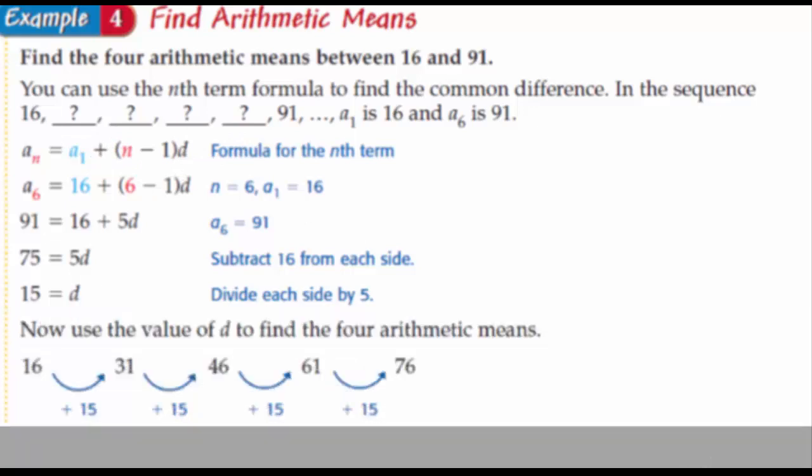So here's the description of that. So plus 15 is 31, plus 15 is 46, plus 15 is 61, and plus 15 is 76. So we can see that we found all of our missing terms there.